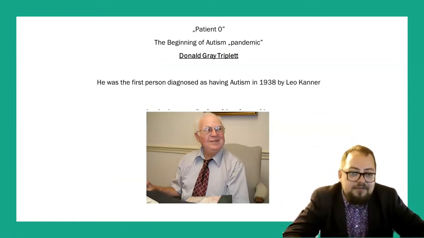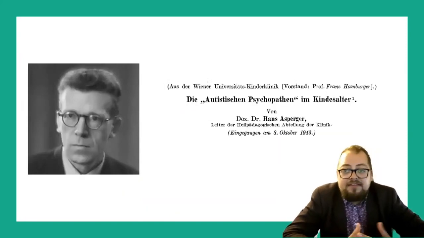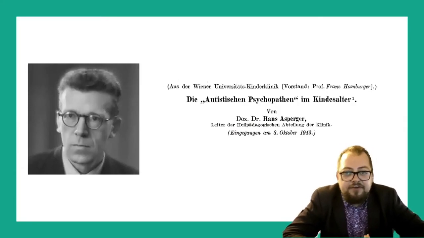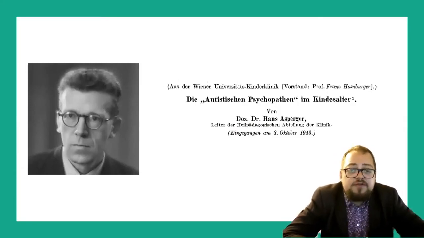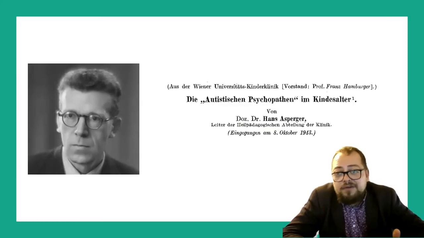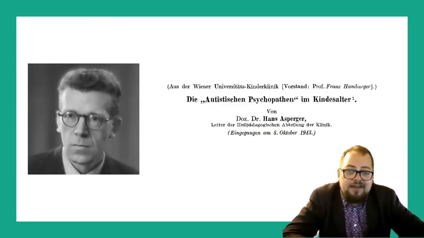A year later, in 1944, Hans Asperger, independently from Leo Kanner, published his description of less severe cases of autism. In contrast to Kanner, Asperger published his papers in German and was not fond of making public lectures about it, so his description did not make a career similar to Kanner's.